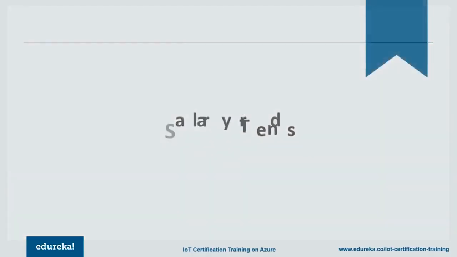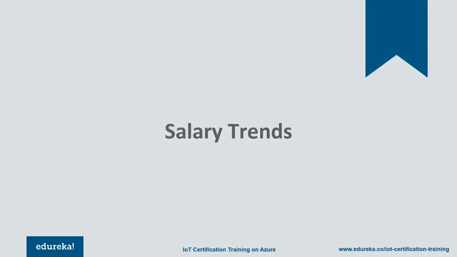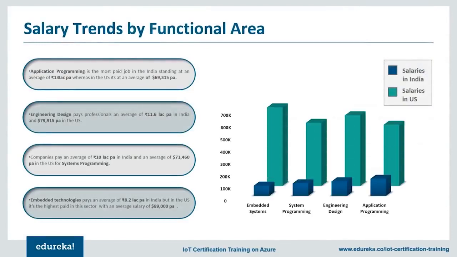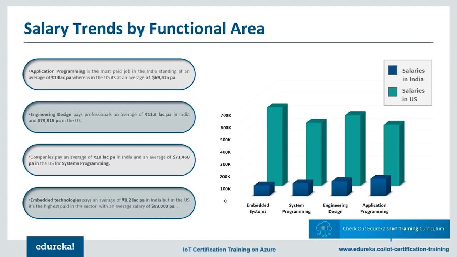With that said, let's look at the salary trends for IoT professionals in India and the US according to the current financial year. So what I've done is I've divided this into two parts: salaries according to functional areas and then according to the experience level. First up, we have salary trends by functional area. Now, as you can see, I've divided this into 4 functional areas which majorly command the IoT industry. One is embedded systems, next system programming, then we have engineering design, and finally application programming.